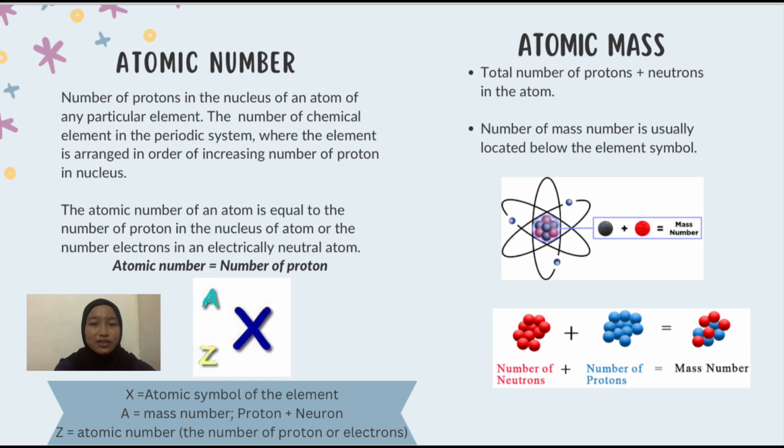As you can see in the picture, X equals the atomic symbol of the element, A equals the mass number, which is proton plus neutron, and Z equals the atomic number, which is the number of protons or electrons. Atomic mass. Atomic mass is the total of protons plus neutrons in the atom, and the mass number is usually located below the element symbol.